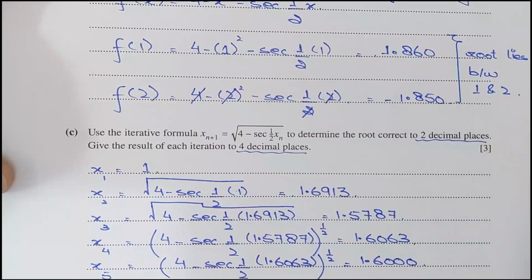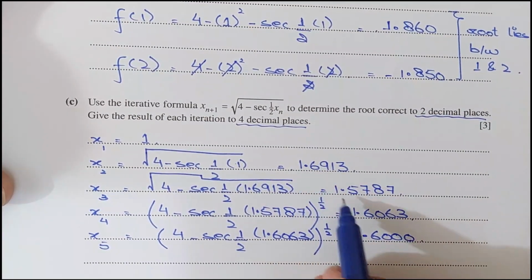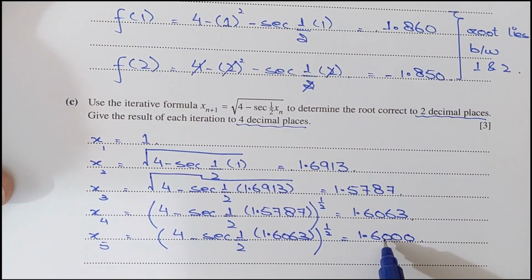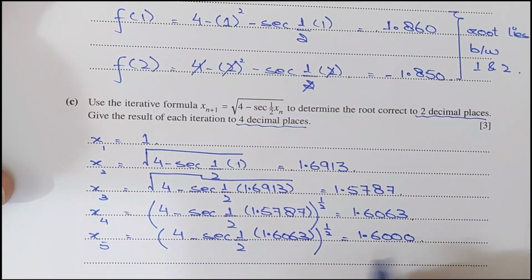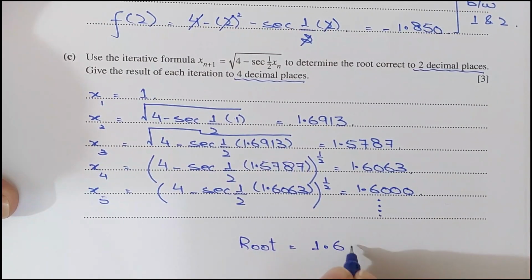Okay, now we have to find the root up to 2 decimal places. So as you can see, 1.6, if you round this, we have 1.6, 1.6, 1.6, right? If we continue, the root converges to, root is basically 1.60, right? So this is the root.